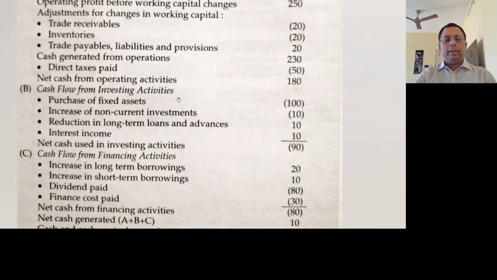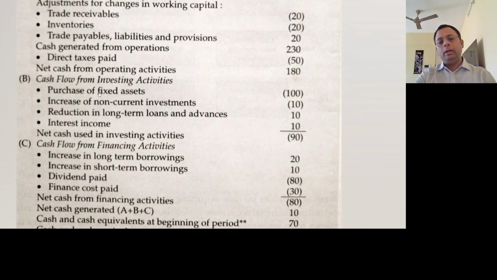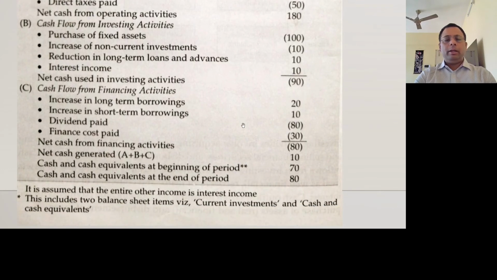Now from the investment activities, you have purchased a fixed asset, which is an investment you have made in the company, and then non-current investments, reduction in long-term loans and advances, and interest income. Negative 90 has become the investing activities cash flow. Similarly, financing activities are long-term borrowings that you have made, short-term borrowings, dividends being paid out, finance costs being paid out, that comes out with 30. So net cash flow from financing activity is about 80 crores. So net cash generated is about 10 crores, A plus B plus C.